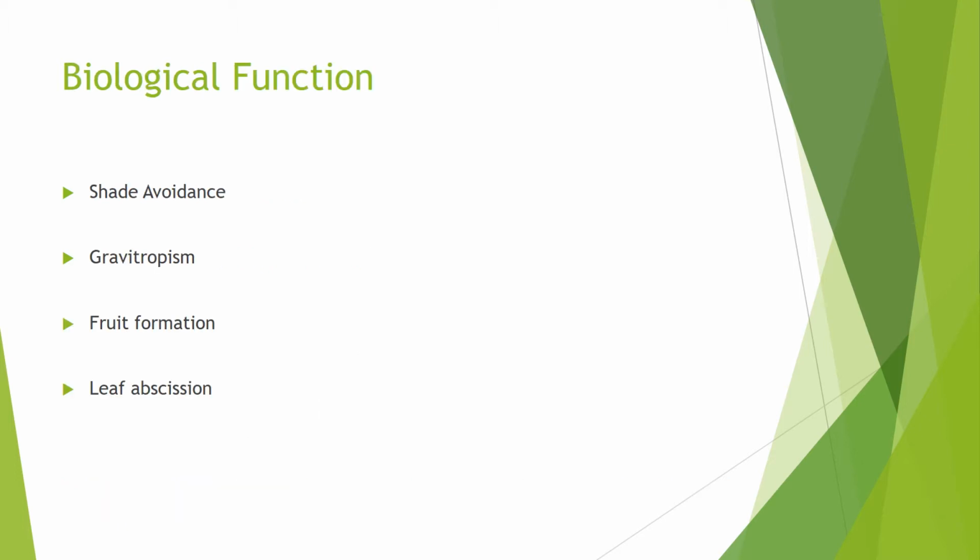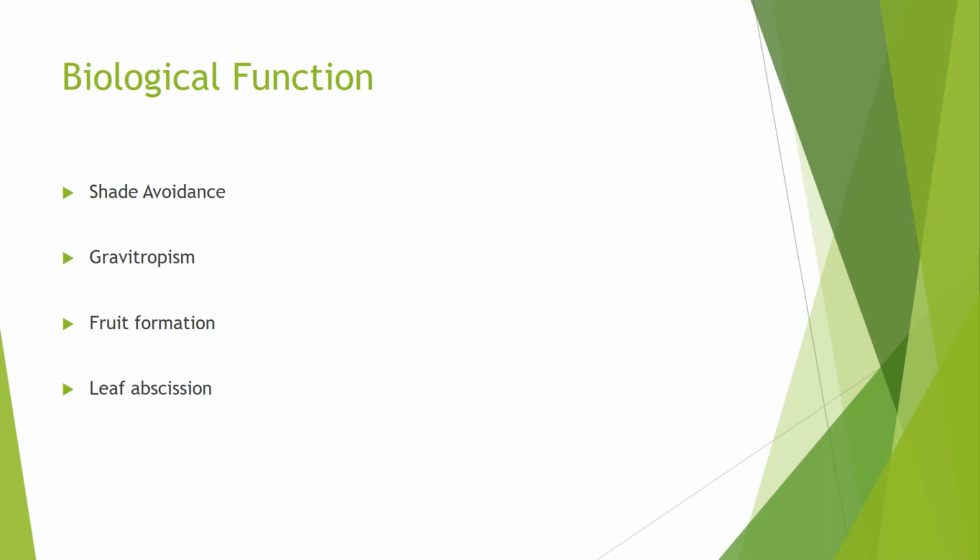Auxin has absolutely loads of biological functions, so I just listed a few of them here, like shade avoidance. This is where you get rapid elongation of the stem at the expense of your leaves, your storage organs, and you also have accelerated flowering. And this requires rapid auxin synthesis.